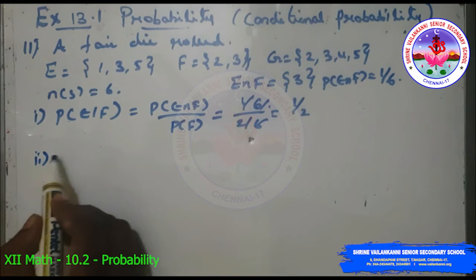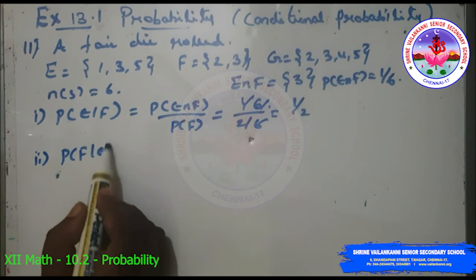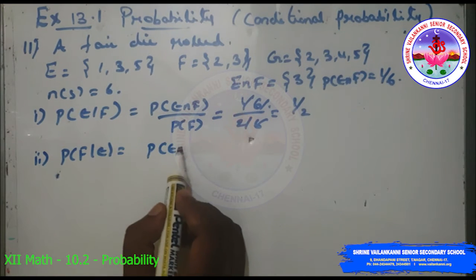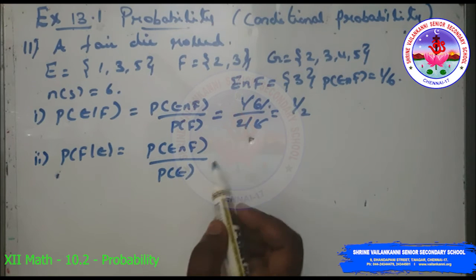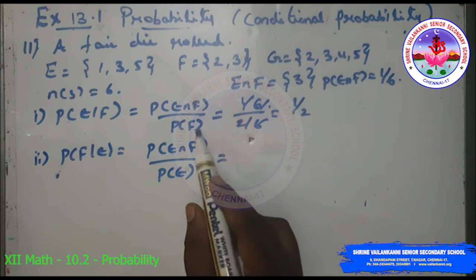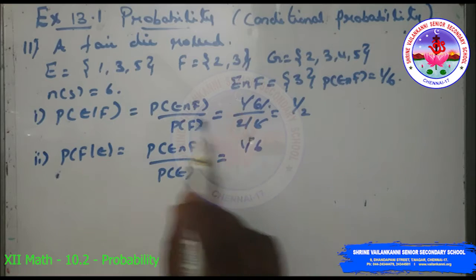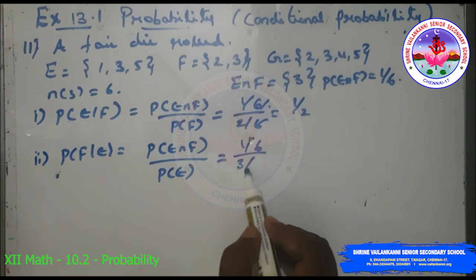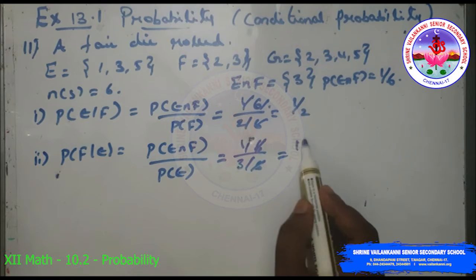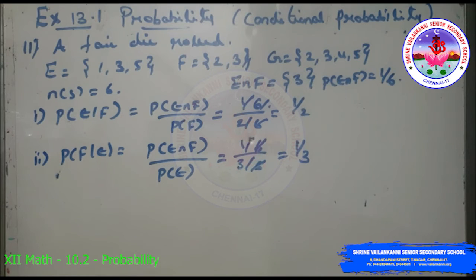Now the second subdivision, P(F|E), which is P(E intersection F) by P(E). P(E intersection F) is 1 by 6 and P(E) is 3 by 6. So 1 by 6 divided by 3 by 6. Cancelling this, we get 1 by 3.